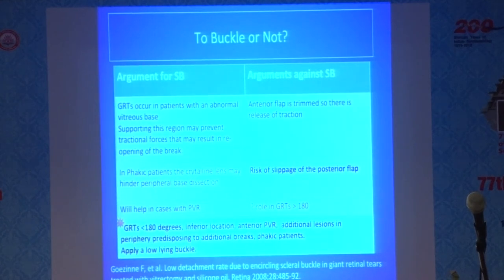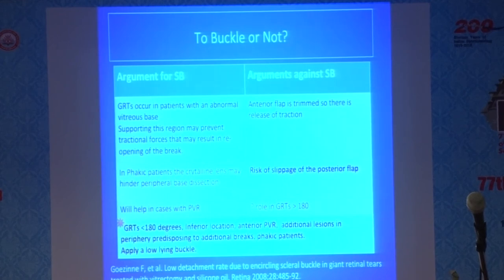The argument for applying a buckle is that giant tears occur in patients with an abnormal vitreous base, and supporting this region may prevent tractional forces that may result in reopening of the tear. In phakic patients, the crystalline lens may hinder peripheral base dissection, so adding a supplementary buckle will help, and also it will help in cases with PVR.